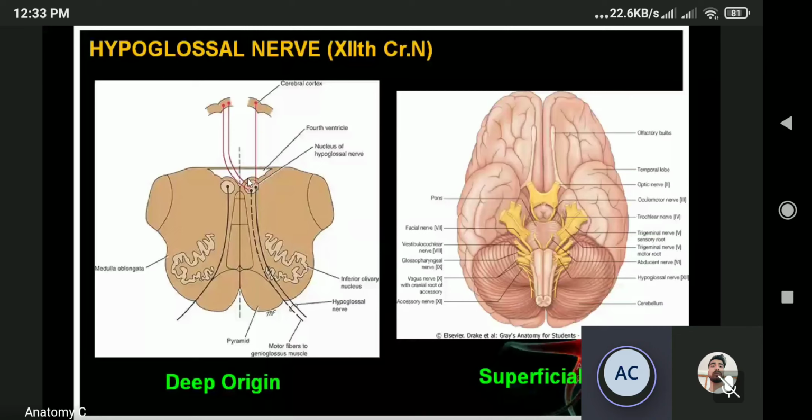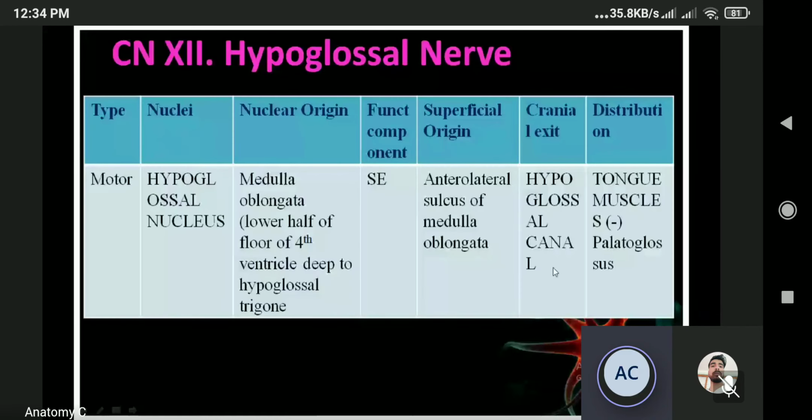Now, what about the superficial origin? The superficial origin is this one. Between the pyramid and olive, this is the anterolateral sulcus. From here, it will emerge out and enter into the posterior cranial fossa. So, motor, hypoglossal nucleus in the medulla oblongata in the lower half of the floor of the fourth ventricle, somatic efferent, anterolateral sulcus of medulla oblongata as superficial origin, hypoglossal canal as cranial exit, then distribution to tongue muscles. So this is the overall summary of the hypoglossal nerve. Let's see how it exits out through the cranium.